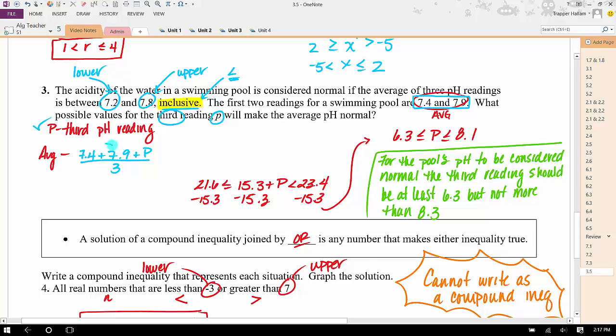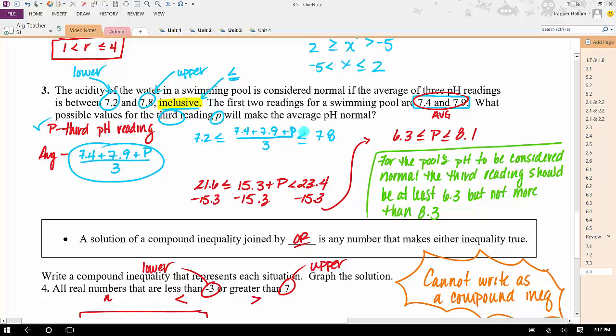So now we're going to plug this into the middle of our boundaries as a compound inequality. So 7.2 is our low end. Start with our included less than sign. I'm going to write my average, 7.4 plus 7.9 plus my p, which is my third reading that I don't know, divided by 3. And I'm going to finish it with my included less than sign and my upper boundary, which is 7.8. So in this scenario, we're going to go ahead and continue on like we've done before, nothing new.